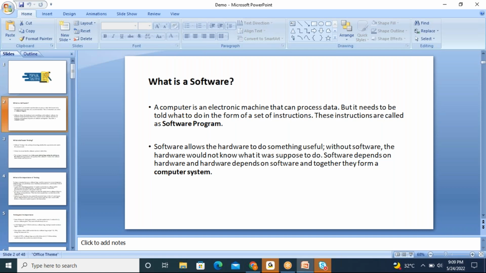Okay, guys, got it? A computer is an electronic machine that can process, but it needs to be told what to do in the form of a set of instructions. These instructions are called a software program. A computer cannot understand our basic English or any other regional languages. That is the reason we instruct the computer to perform tasks in system-understandable language, so we call them software programs. So who, in real time, is going to write the software programs? Developers write them using Java or .NET or any other programming languages. Software allows the hardware to do something useful. Without software, the hardware would not know what it was supposed to do. Software depends on hardware and hardware depends on software, and together they form a computer system.